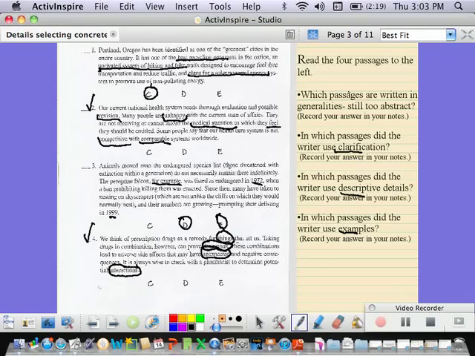And they clarify what endangered means. So this one uses all 3. Did you find them all?